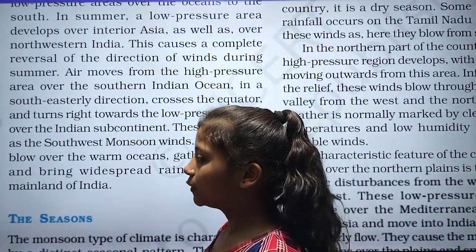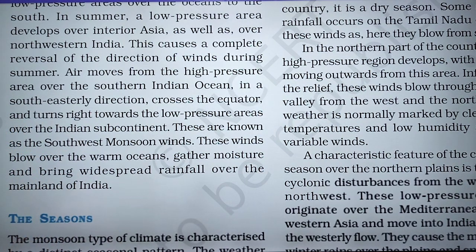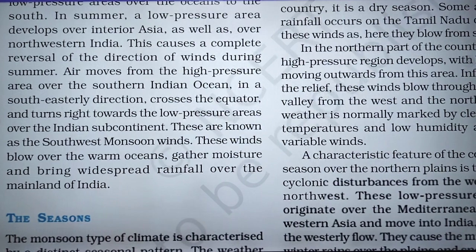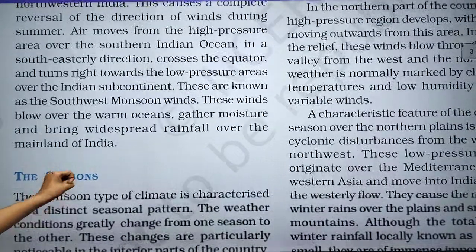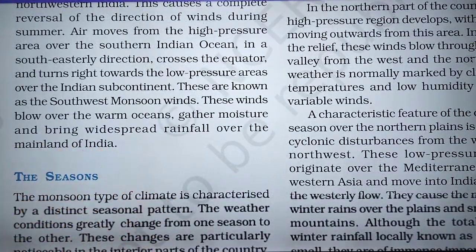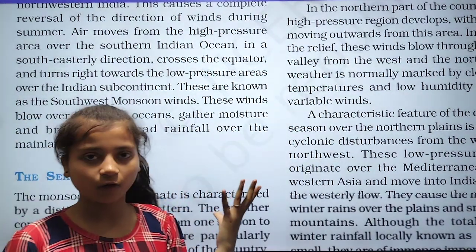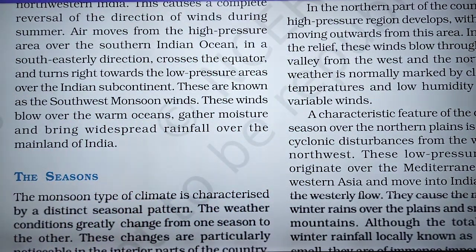Those winds which blow from a southeasterly direction cross the equator, and after that they turn right towards the low pressure area over the Indian subcontinent. This is known as the southwest monsoon wind. These winds blow over the warm ocean, gather moisture and bring widespread rainfall over the mainland of India.